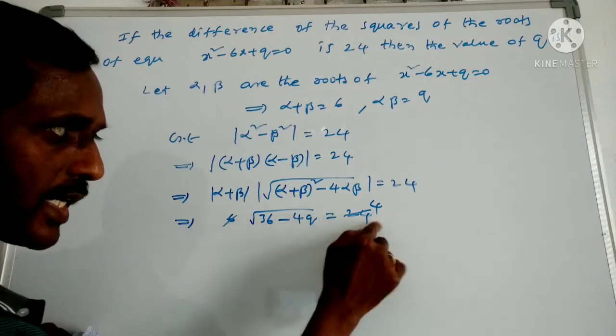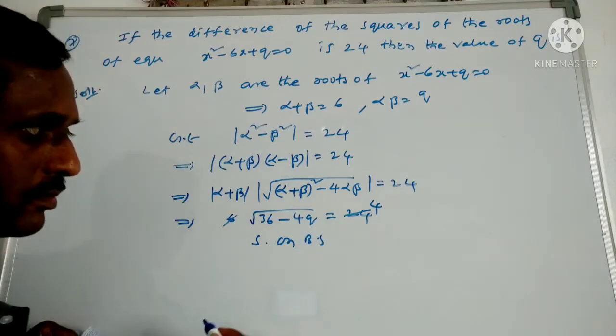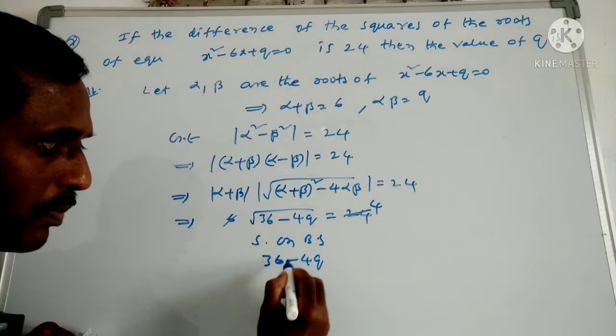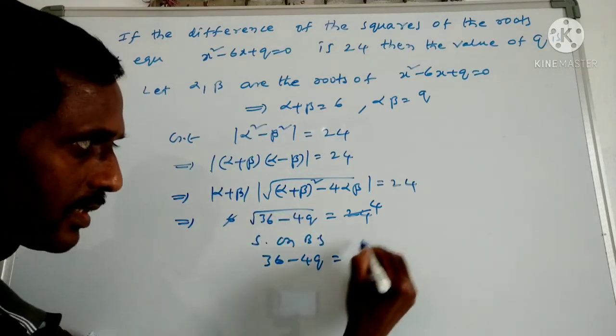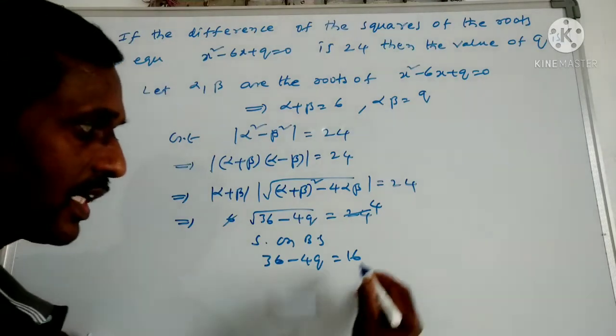I am going to square on both sides. If I do that, 36 minus 4 a cube, because squaring and square root get cancelled. This side squared gives the value 16. From this, find the value of a cube.